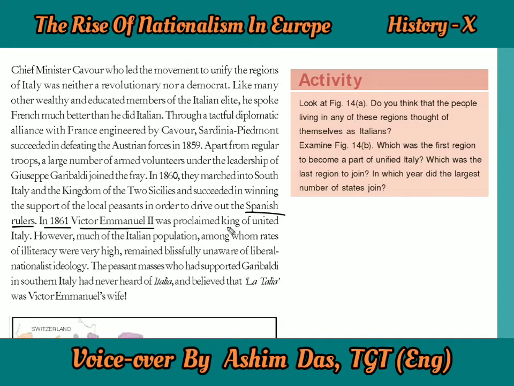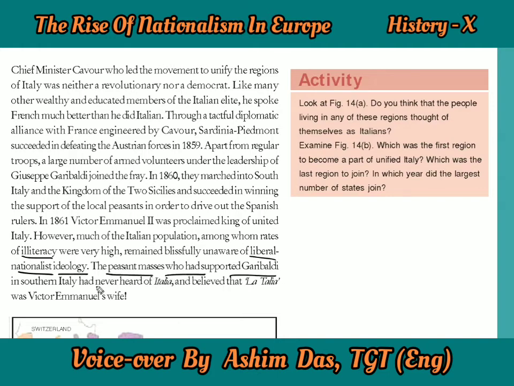So as you know, in 1861, King Victor Emmanuel II was proclaimed King of United Italy finally, after driving out the Spanish rulers. And this population, where the people did not have literacy, remained blissfully unaware. They did not know what was going on, or about the liberal nationalist ideology, why they were attacking, what happened, nothing. Only the peasant masses supported Garibaldi everywhere in southern Italy. Why? Because they had never heard of Italia.